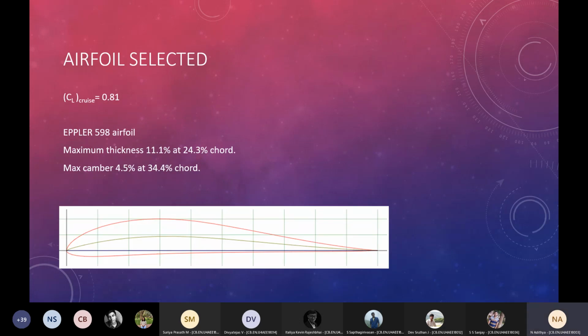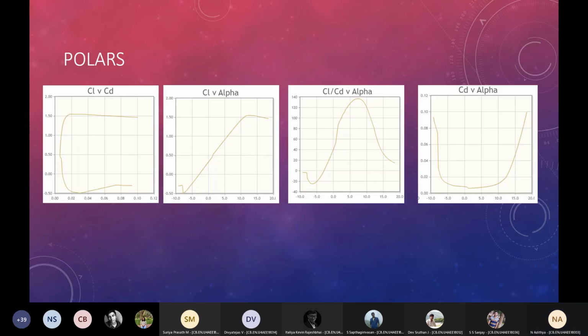So first is airfoil selection. Our CL cruise came out to be about 0.81. So with respect to that, we selected the airfoil, which has a maximum thickness of 11% and maximum camber of 4.5%. So these are our polars, which are CL versus CD, CL versus alpha, CL by CD versus alpha, and CD versus alpha.